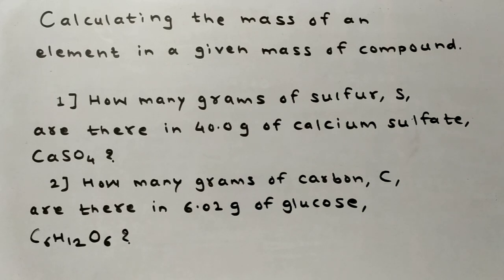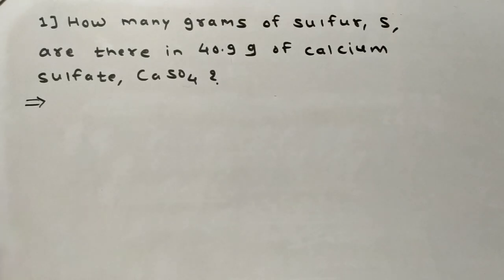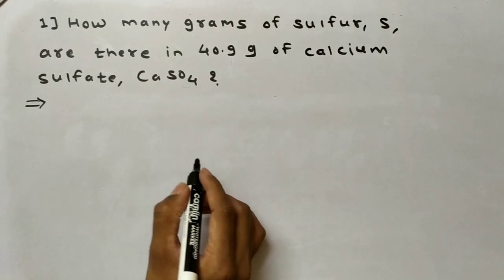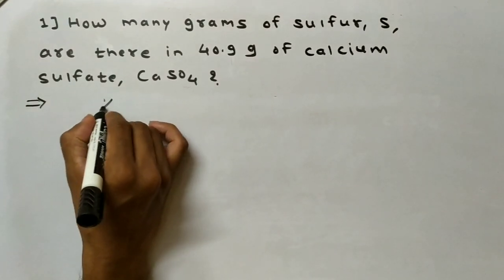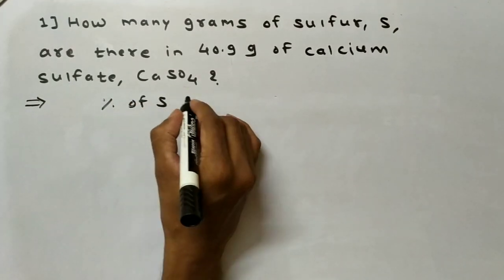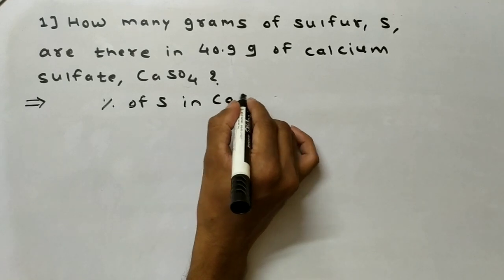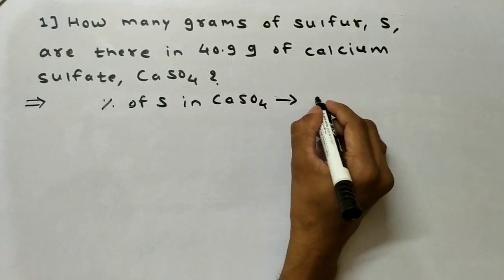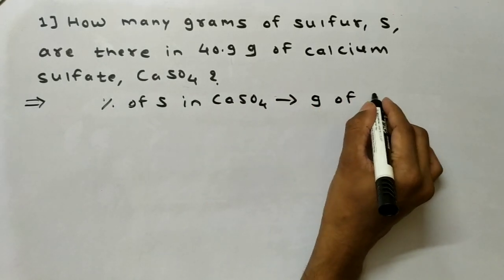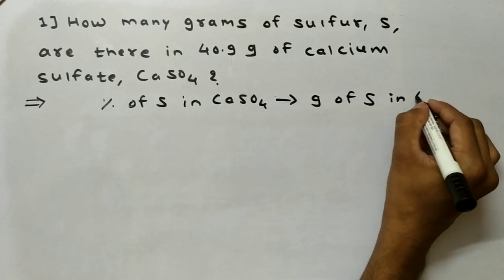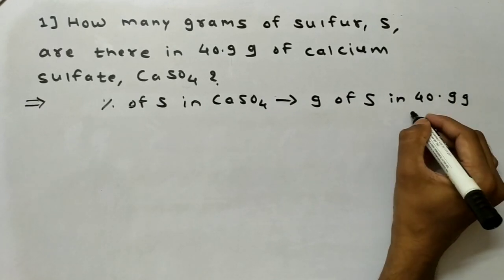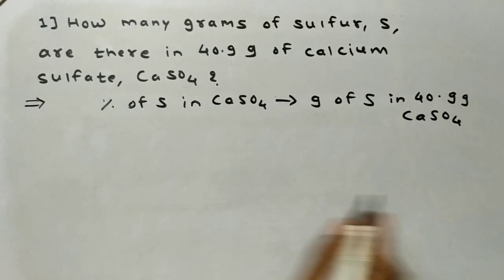Hello guys, so today we will see how to determine the mass of an element in a given mass of compound. So let's get started. Let's take the first example. To determine the grams of sulfur in 40.9 grams of calcium sulfate, we should know the percentage of sulfur in calcium sulfate, and then we will determine the grams of sulfur in 40.9 grams of calcium sulfate.